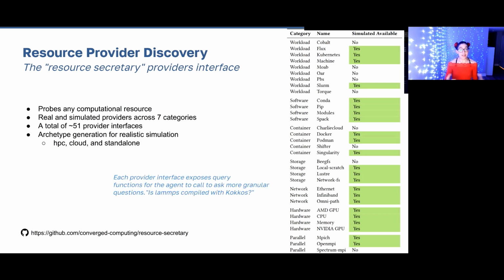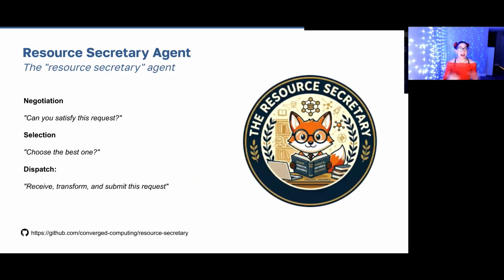And a provider interface can literally be almost anything. This is the example that we started with in our early work. So these are the kinds of tasks that the resource secretary agent currently handles. The first we call negotiation. So this is basically, hey, agent, can you satisfy this particular request for work? The next is selection. That is what it sounds like. Here's a set of choices. Please choose the best one based on the resource providers that you see.